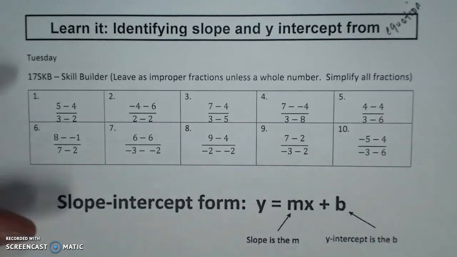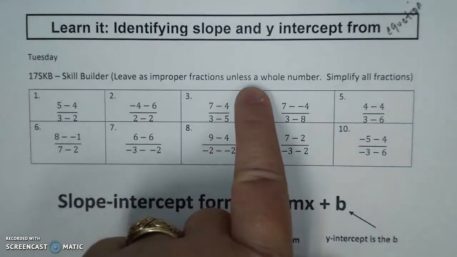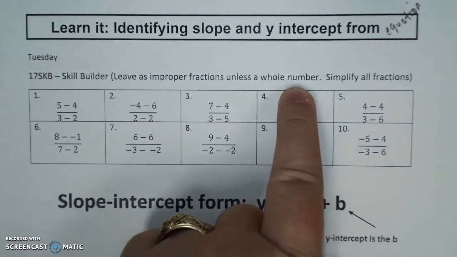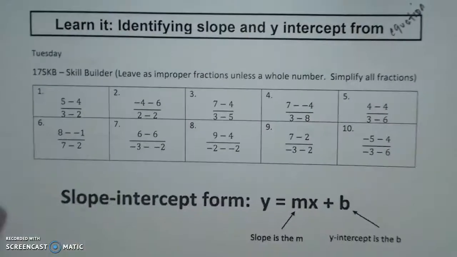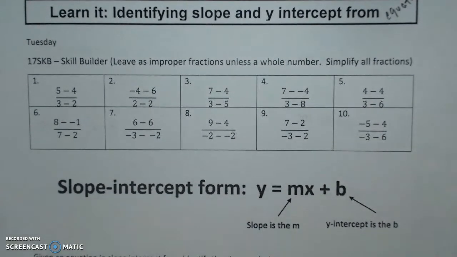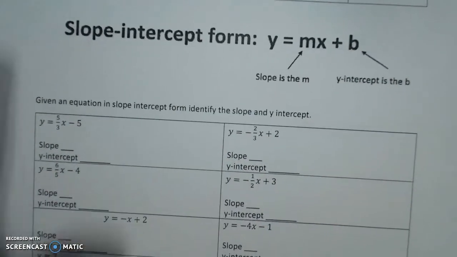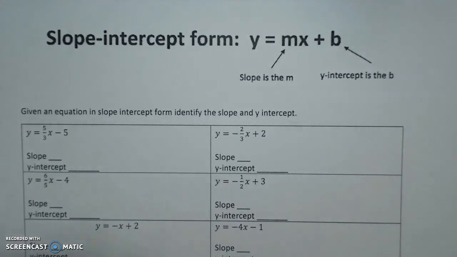Okay, the first part is just a skill builder. Notice you're going to leave answers as improper fractions unless it's a whole number, then make it a whole number and simplify all fractions. This will show up as a skill builder, and then once you submit it, it will show you the answers.